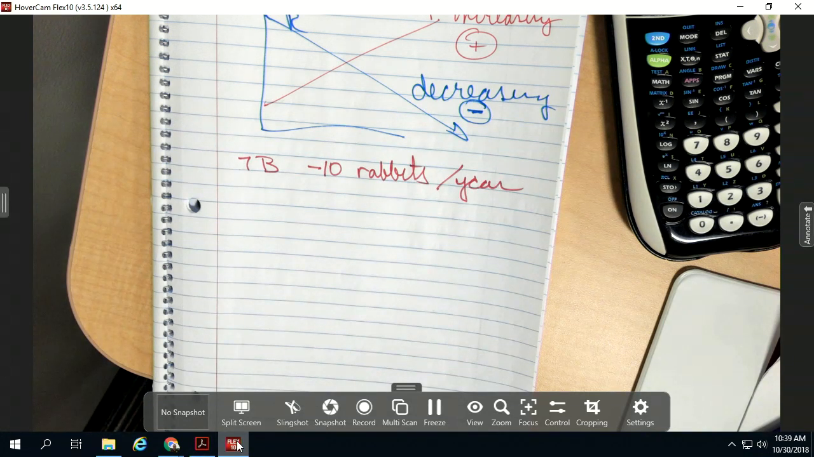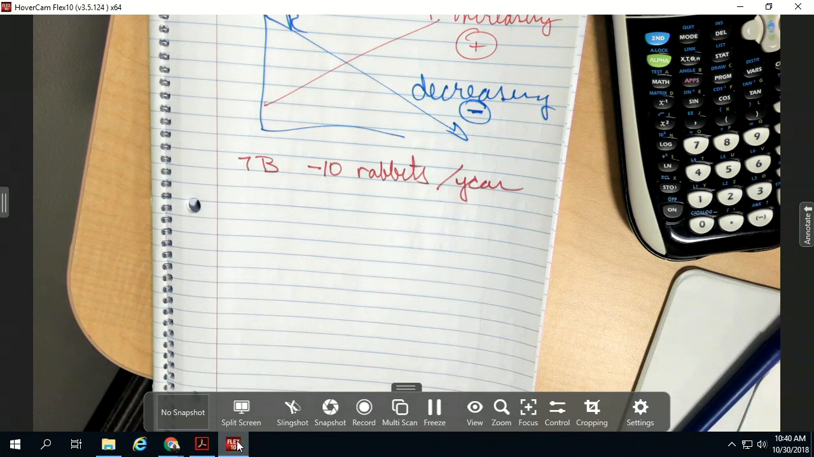C. Is the number of rabbits increasing or decreasing? Decreasing. How do you know? There's 3 ways you know. First of all, the sign of our rate of change is negative. The line is sloping. I guess there's only two ways. The line is sloping down.